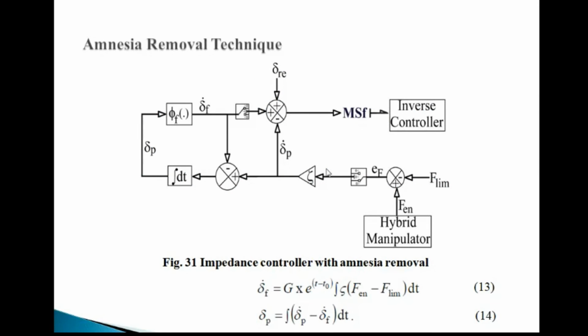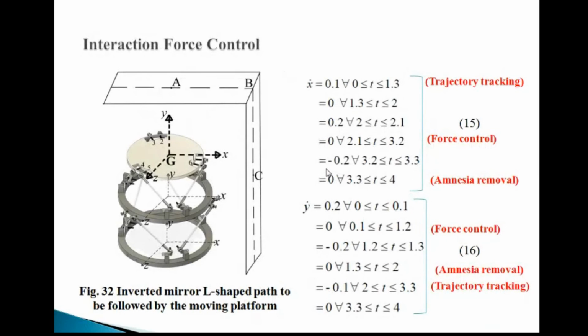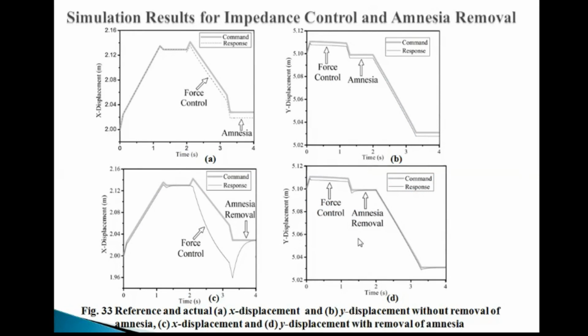Then this is basically the amnesia removal technique. Amnesia removal means the trajectory tracking error, so that is removed by the impedance controller. So this is the practical application I have taken here, where the center of gravity of the upper platform, that is point G, will follow an L-shaped path. And these are the different conditions given to the reference velocities in the x and y directions. So these are the simulation results for impedance control and amnesia removal.